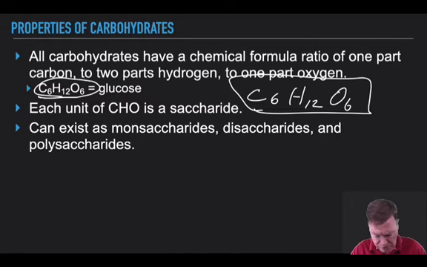Each of those units, C6H12O6, is called a saccharide. This goes back to the last video we watched where we talked about mono versus poly. A monosaccharide is the monomer of a carbohydrate. In other words, it's one unit of a carbohydrate. If we put a bunch of those monomers together, we end up with a polymer, or a disaccharide or a polysaccharide. You could even have trisaccharides, but one of them is called a monosaccharide. More than one would be polysaccharide. We're talking about disaccharides, polysaccharides, things like that.